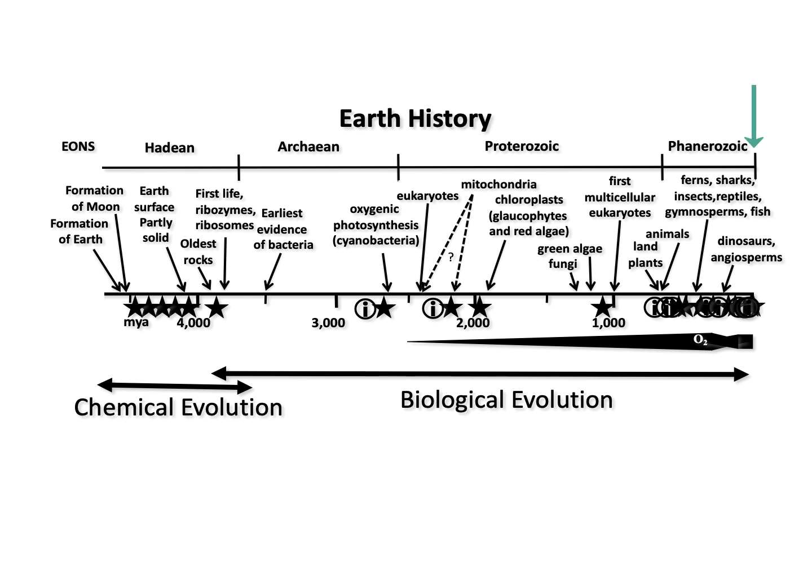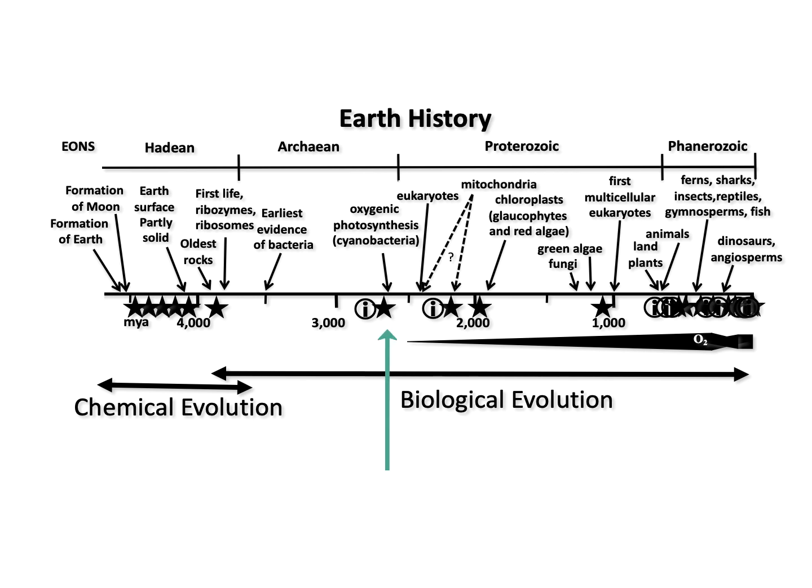So if we begin with today, on a 4.5 billion year scale, which is about the age of the Earth, then back here were the first dinosaurs and flowering plants. Back a little further, ferns and sharks, insects, reptiles, etc. Back a little further, animals and land plants. And then fungi and green algae about 1.2 billion years ago. Red algae and glaucophytes, the first organisms that contain chloroplasts, were about 1.9 billion years ago. And then eukaryotes with mitochondria around 2.2 to 2.4 billion years ago.